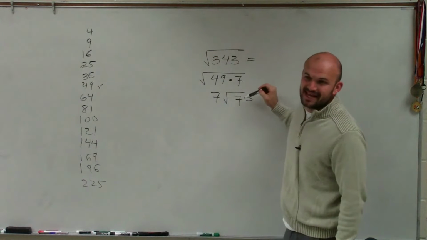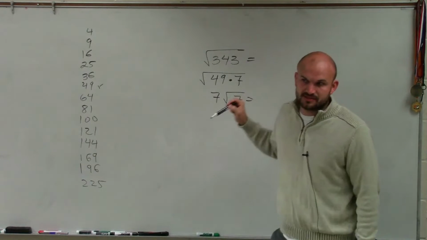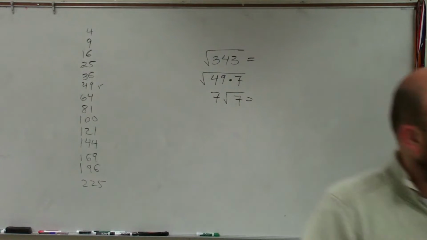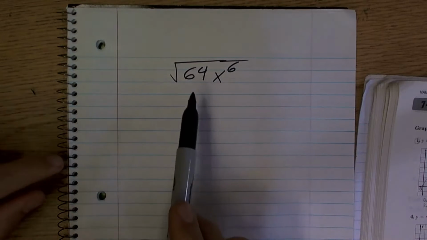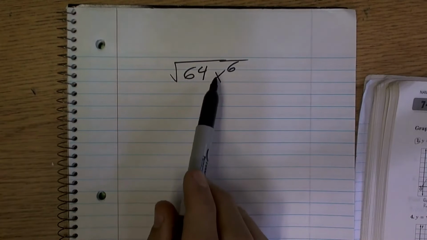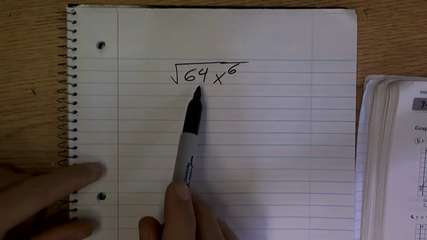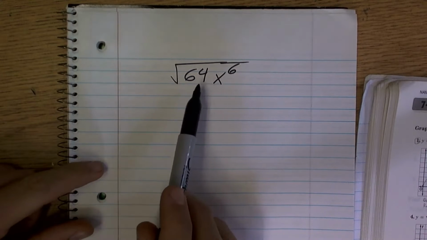So therefore, it stays under the radical. Does that make sense? Okay. So we want to, you see it? Yep. We want to be able to take the square root of 64 and x to the 6. Now, it's pretty easy to remember the square root of 64, right?